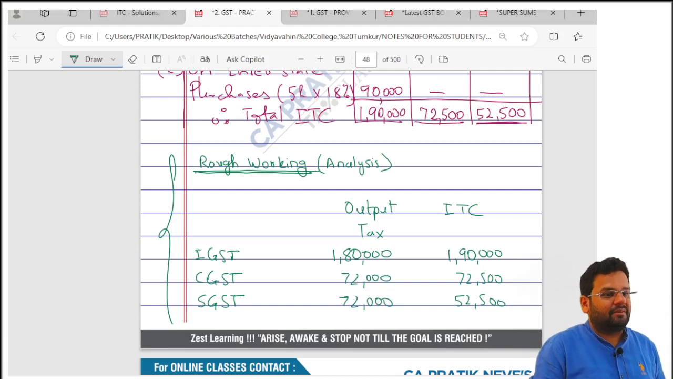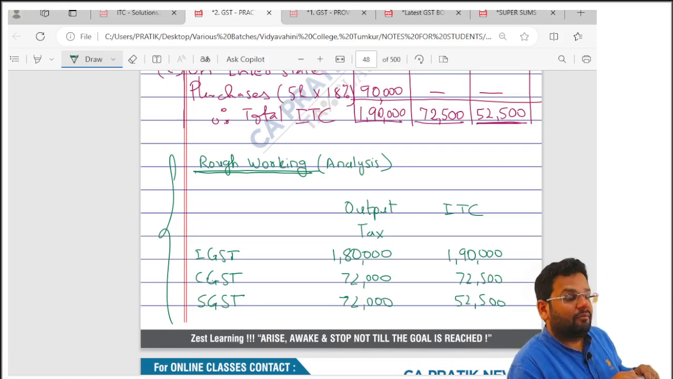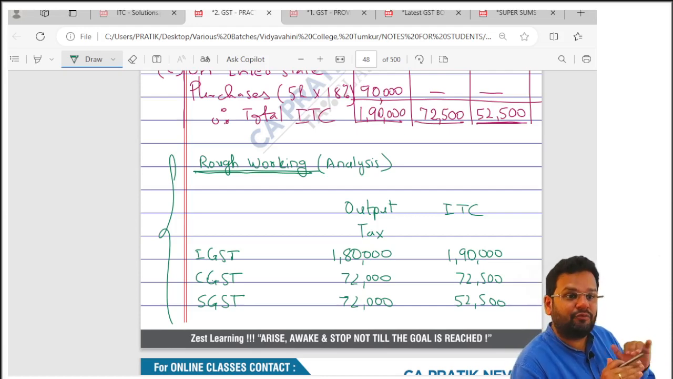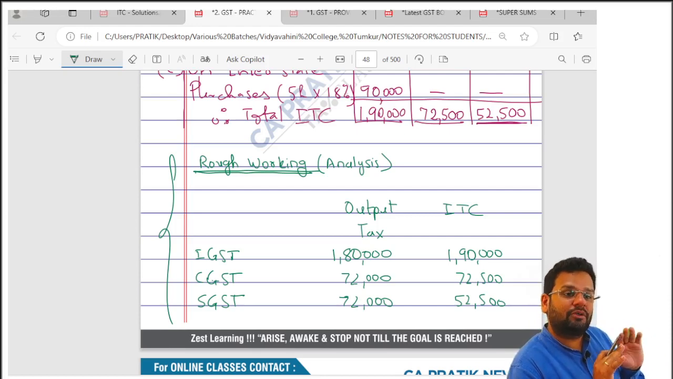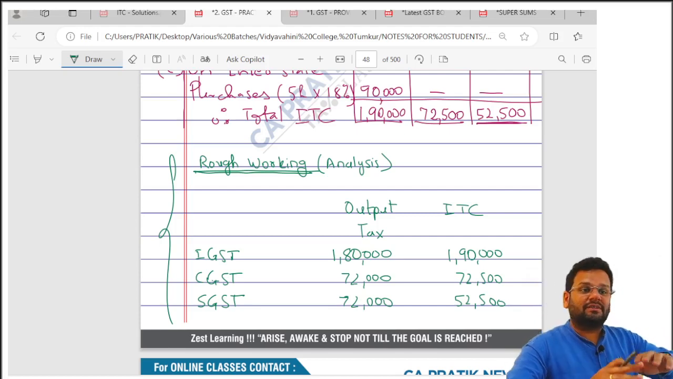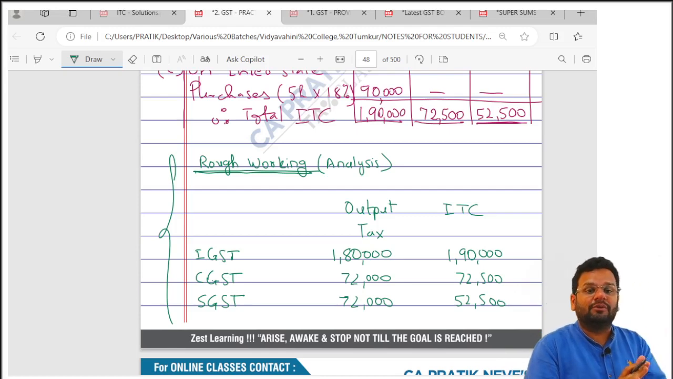Now friends, you have a comfortable balance of what? Which comfortable ITC you have? Very good. IGST and CGST. It's comfortable. It will cover your output tax comfortably. First, you will use ITC of IGST to pay output tax of IGST. After that, also there is a balance of 10,000. Point is, how will you use that 10,000?